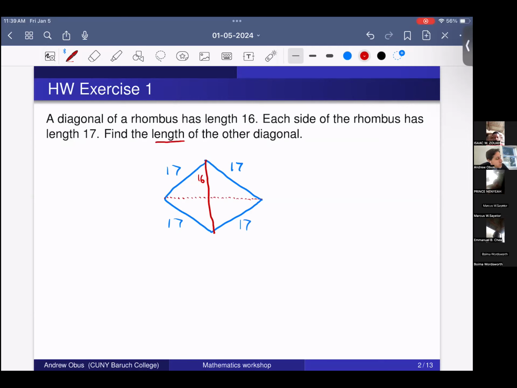One thing that we mentioned last time is that the diagonals of a rhombus always meet at a right angle. So we're going to have a right angle where these 2 diagonals cross each other, which means we're going to have right-angled triangles, and that means we're going to be able to use the Pythagorean theorem. Isaac, do you have a question? I see your hand raised.